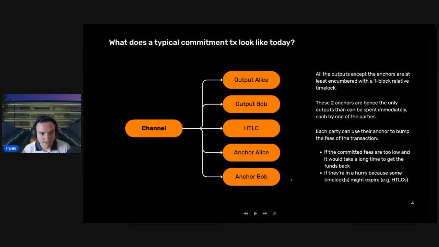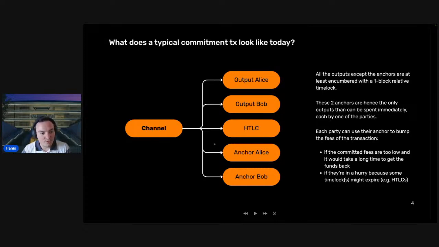And so when they broadcast this transaction in the network, basically all the outputs are blocked by a one block relative time lock, except the two anchors. So except anchor Alice and anchor Bob, which are the only outputs that can be spent directly as soon as the transaction is confirmed. And so each party, Alice and Bob, can spend its own anchor. That's why there are different names, of course.